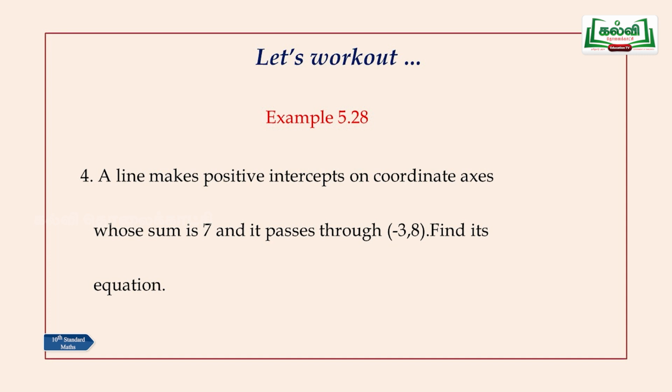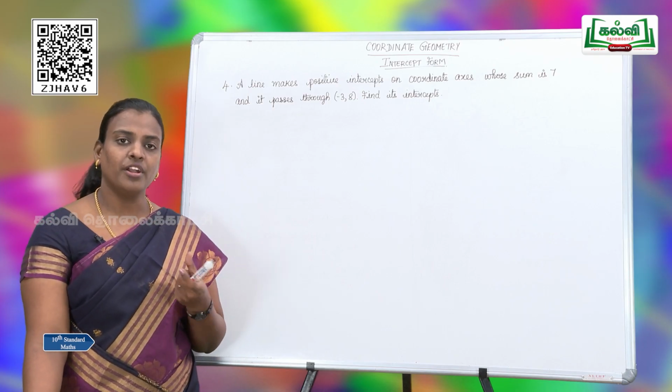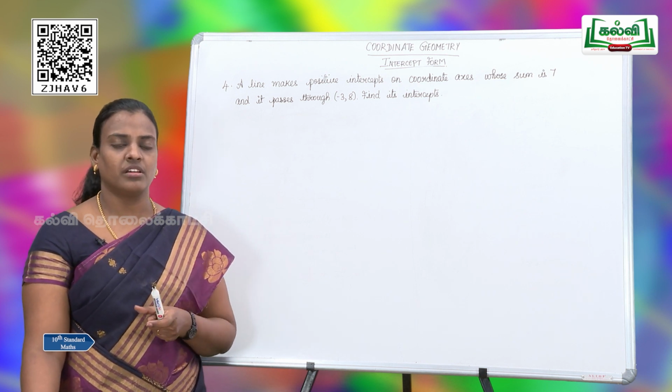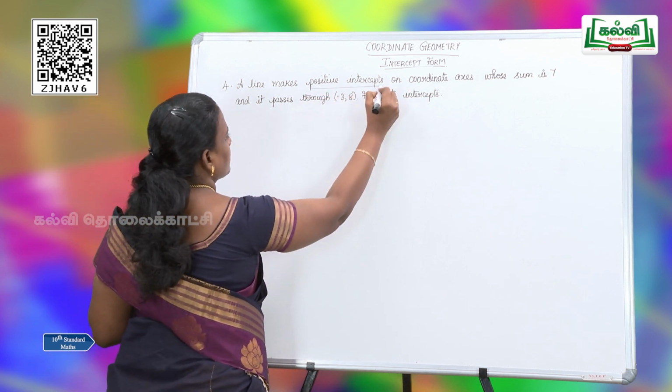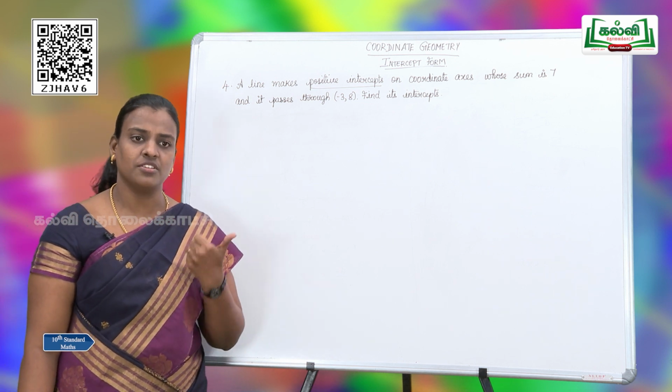Let me read the question. A line makes positive intercepts on coordinate axis whose sum is 7 and it passes through minus 3 comma 8. Find its equation. So what is given in this question? The sum of the intercepts are given and the point through which it passes is also given here. And one more important thing here is positive intercepts, which means the intercepts A and B are going to be only positive numbers.